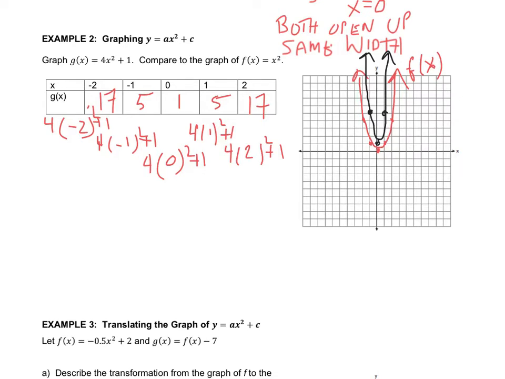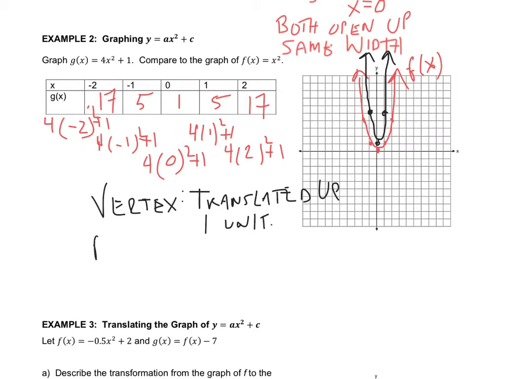So a couple of things. Vertex. This time our vertex is not down. It's been translated up. So we want to make sure we write translated up 1 unit. Axis of symmetry. Same, right? Axis of symmetry is the same. We have x equals 0. That's still the imaginary line that cuts these in half to make that symmetrical distance from that point on both sides. We both are seeing up.